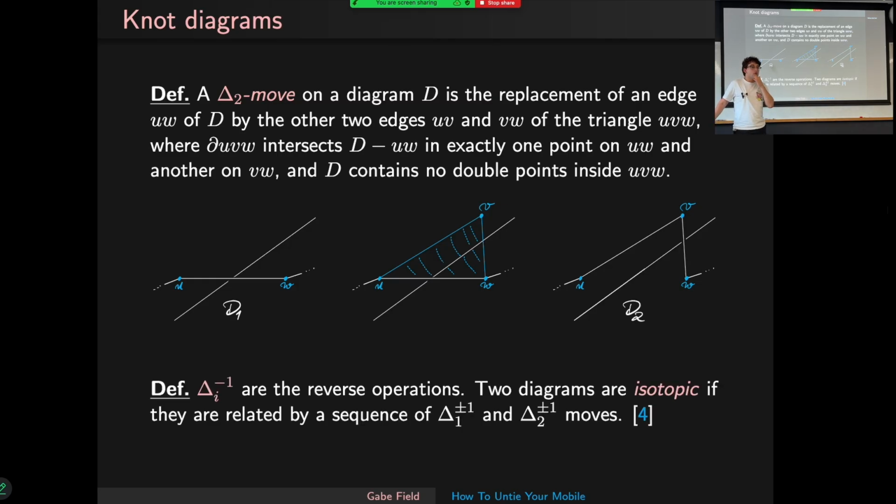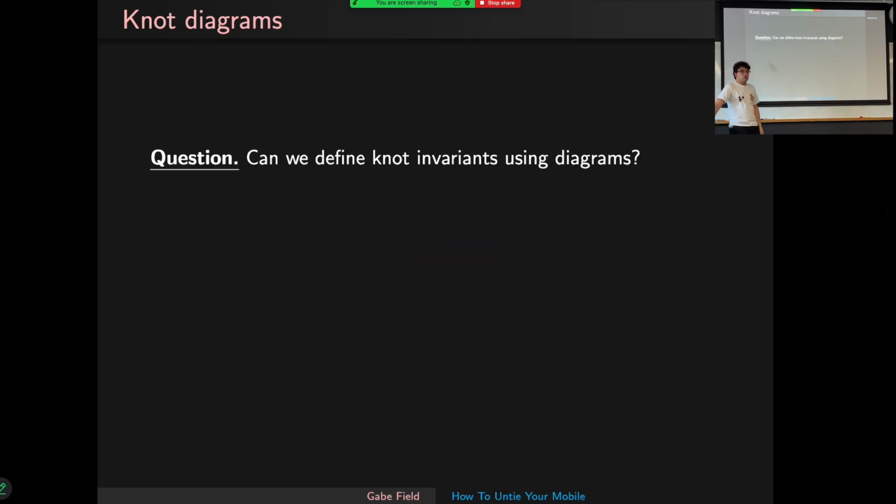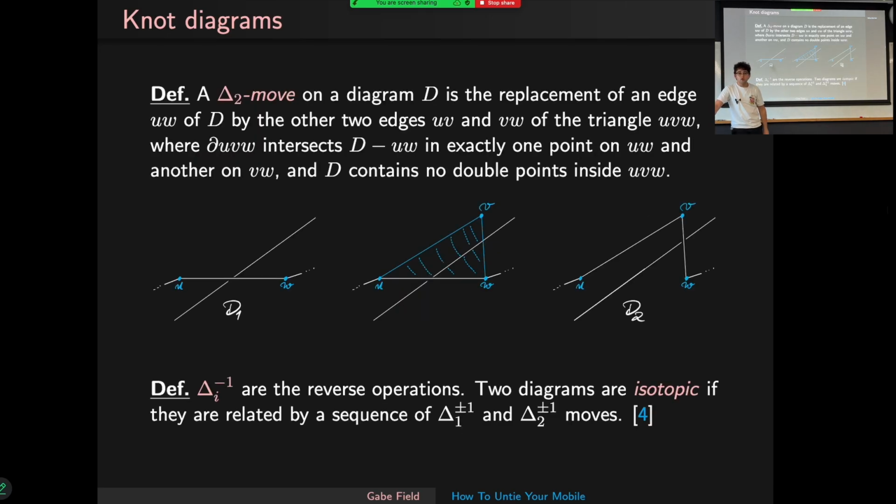Okay, so those two, together with the inverse operations, going from the two edges back to the one edge of the triangle, are our delta I and delta I inverse moves. Two diagrams are said to be isotopic if they are related by a sequence of these moves. Cool? All right. Yes? Do we know that every delta move is one of these two moves in 3D space down to? Good question. You are also hitting on the remainder of this half of the talk. And the answer to that is no, and we are going to see that they give rise to Reidemeister moves.